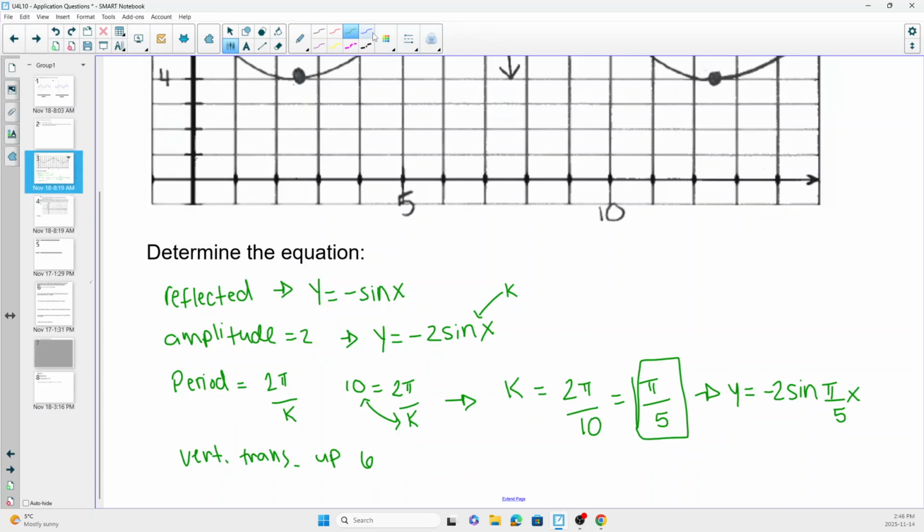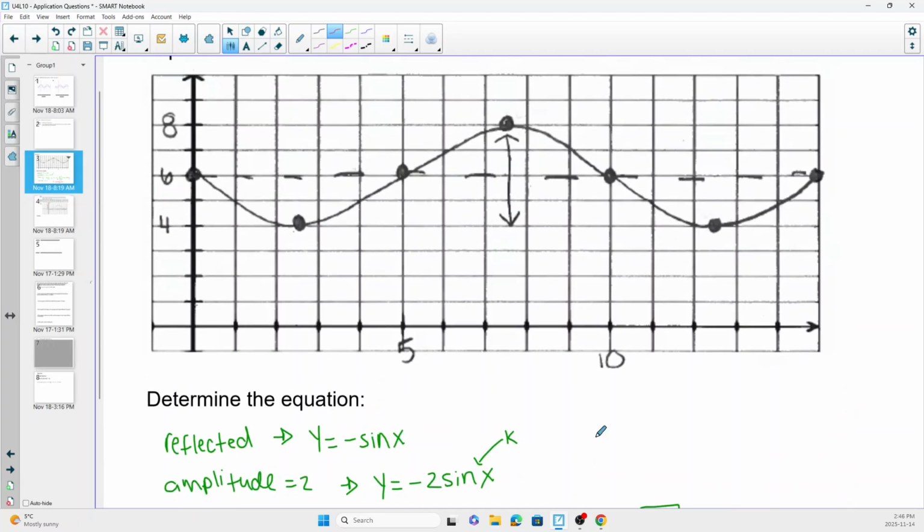So therefore, we can use a different color. Our final equation is going to be y equals negative 2 sine pi over 5x plus 6. Now, we don't have to put brackets around this because there is no brackets. We know that that plus 6 is not a phase shift. It's not a horizontal movement, but it also doesn't make it wrong if you do decide to put brackets, so it might look like that as well. Okay, so that's just taking some information from a graph, creating the equation. We're not going to actually use the equation to answer any questions in this example.